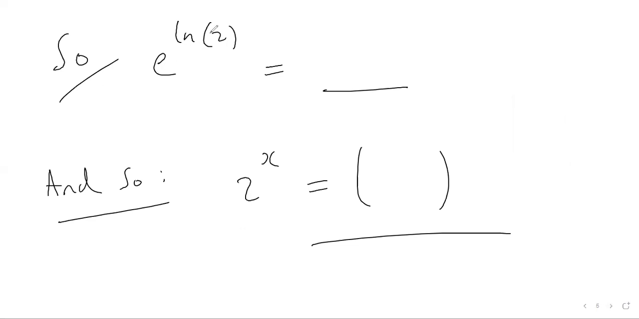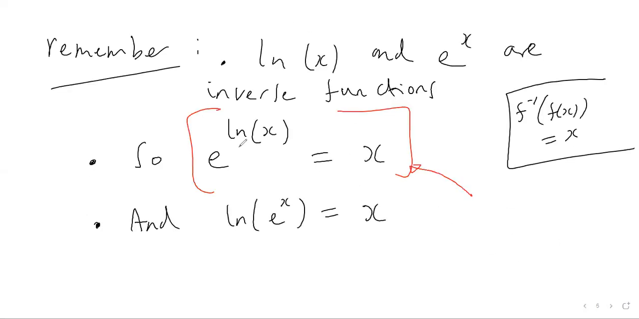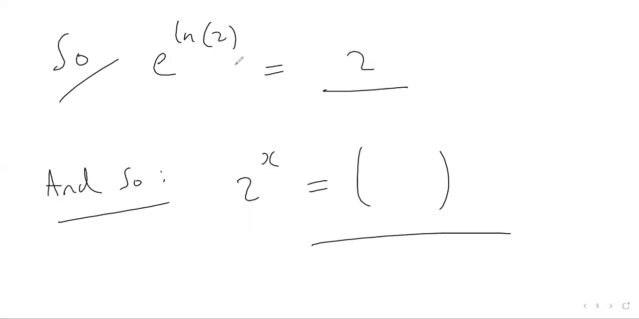If we've got e to the power of ln2, for example, we know that that's just going to be the number 2, because we've got the exponential function, and we're putting inside it the logarithm function of 2. So we just use the result that we got here: the exponential of ln of x is x. So the exponential of ln of 2 is going to be 2. So what does that mean?